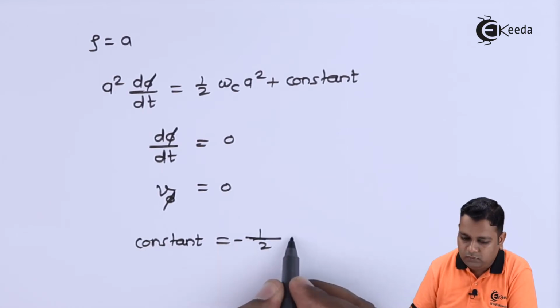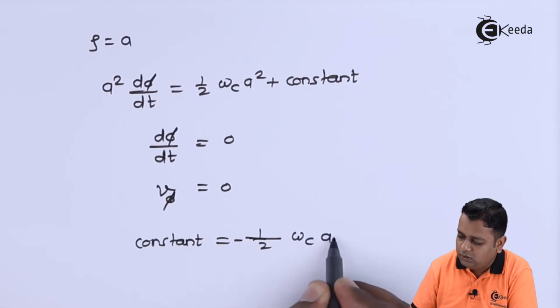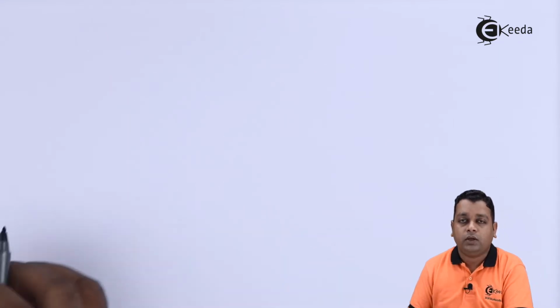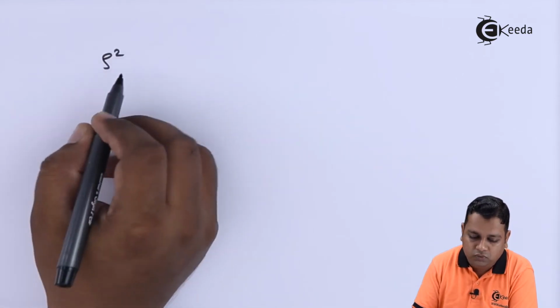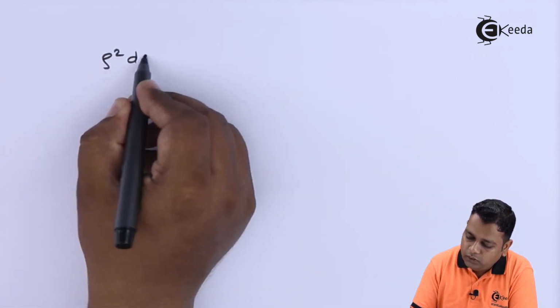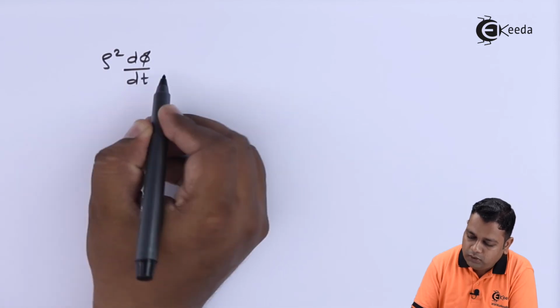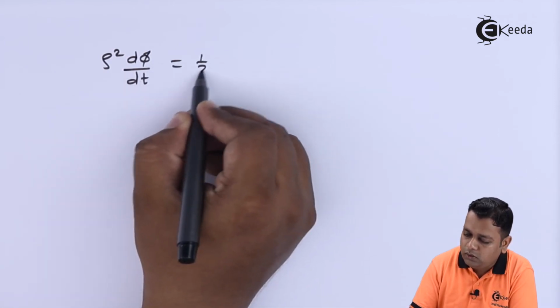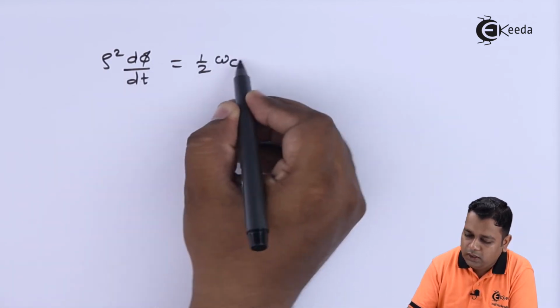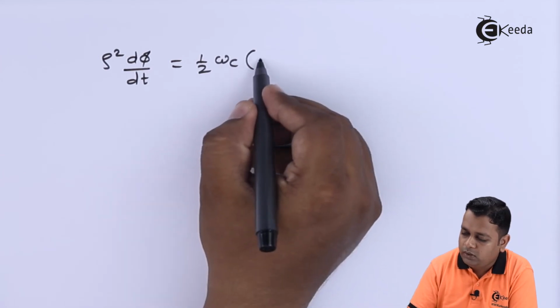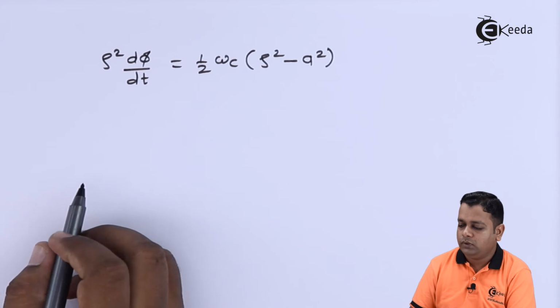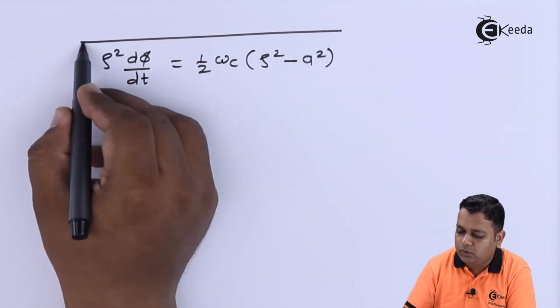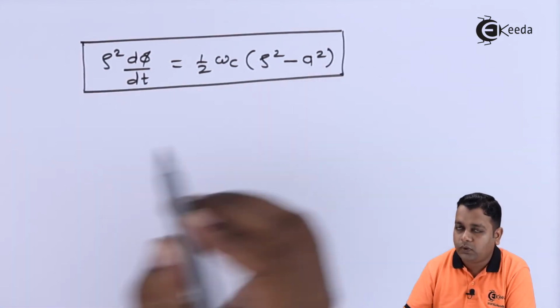This is minus 1 by 2 omega c into a square here. Therefore, we write the above equation, that is rho square into d phi upon dt will be equal to 1 by 2 omega c in the bracket, here we have rho square minus a square. So this is the equation that will be helpful to us.